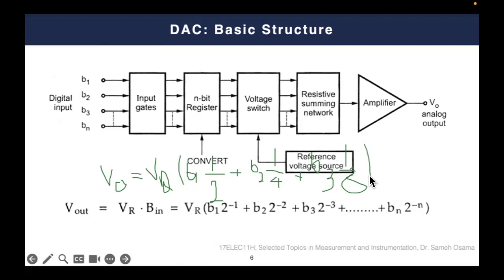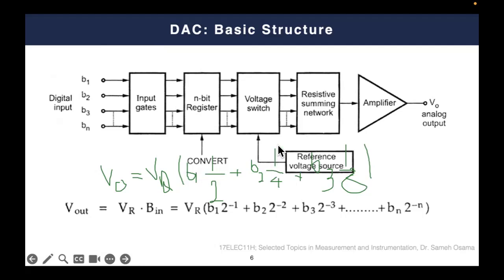So simply, based on the position of these B1, B2, and B3, they are 1s or 0s. Definitely, there are 2 states possible for these 3 bits. So based on these states, you can determine the output. So simply, if the input is 3 zeros, that means you are multiplying VR times 0, and then the output will be 0. If it's 3 ones, then you're going to have half plus 1 over 4 plus 1 over 8. Then we have the output of our case.